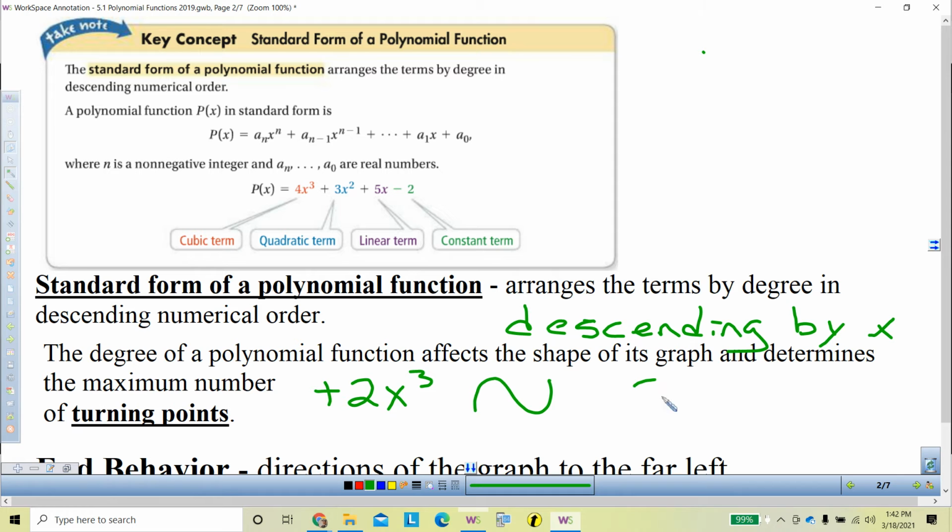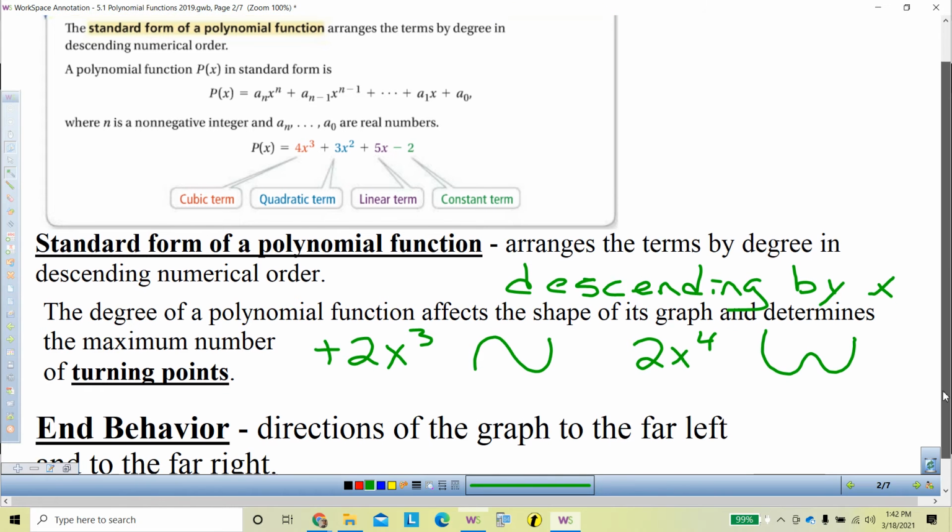So just so you know what an x to the 4th one looks like, positive x to the 4th kind of looks like a w. And it depends what else is going on with the x to the 4th, what it looks like. But that changes directions 3 times. Highest degree is 4, so I'll have 3 turning points. Okay? So no big deal. You guys can get that.